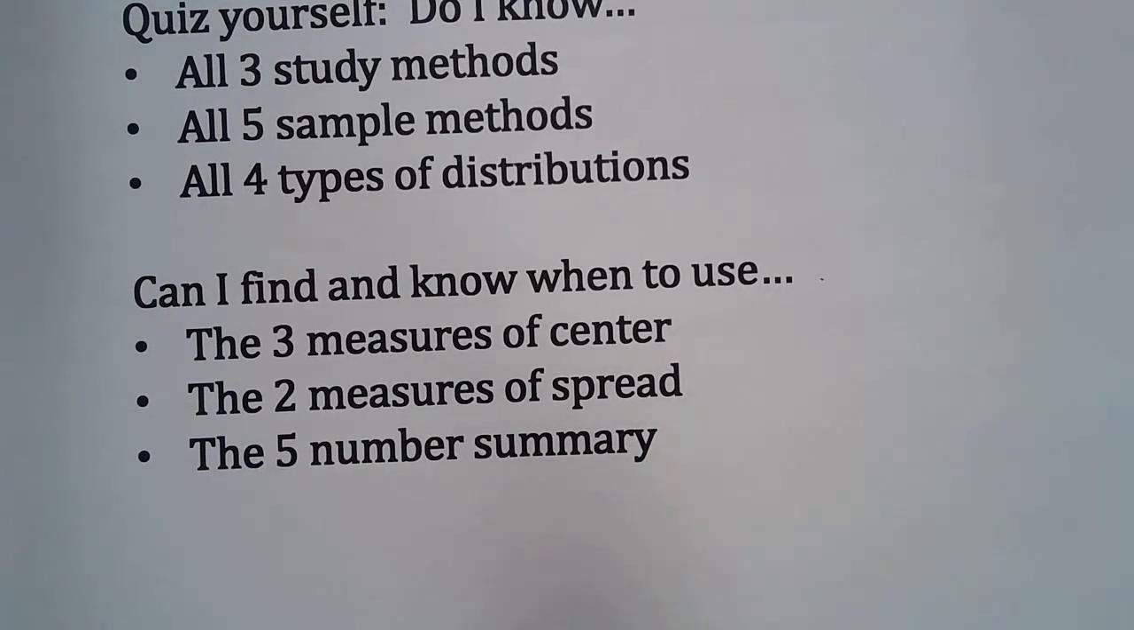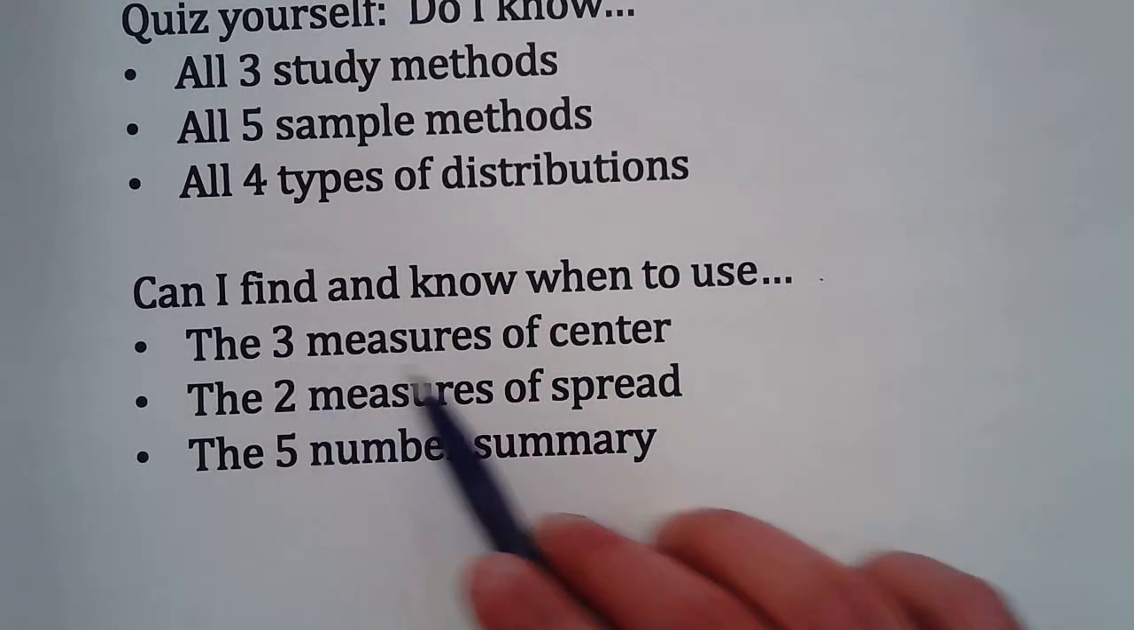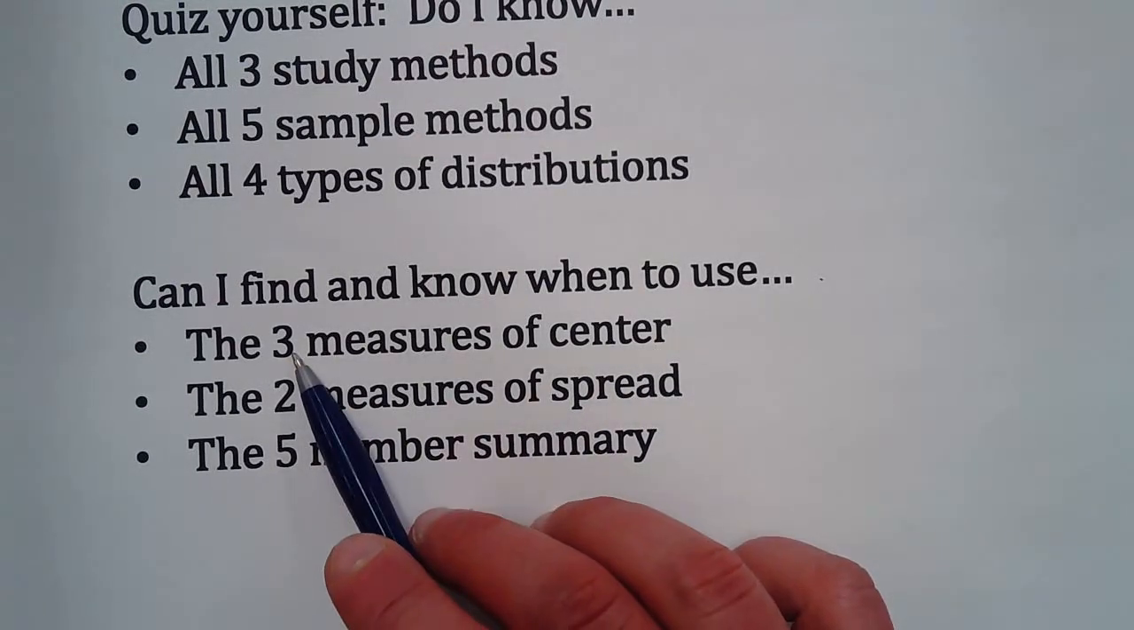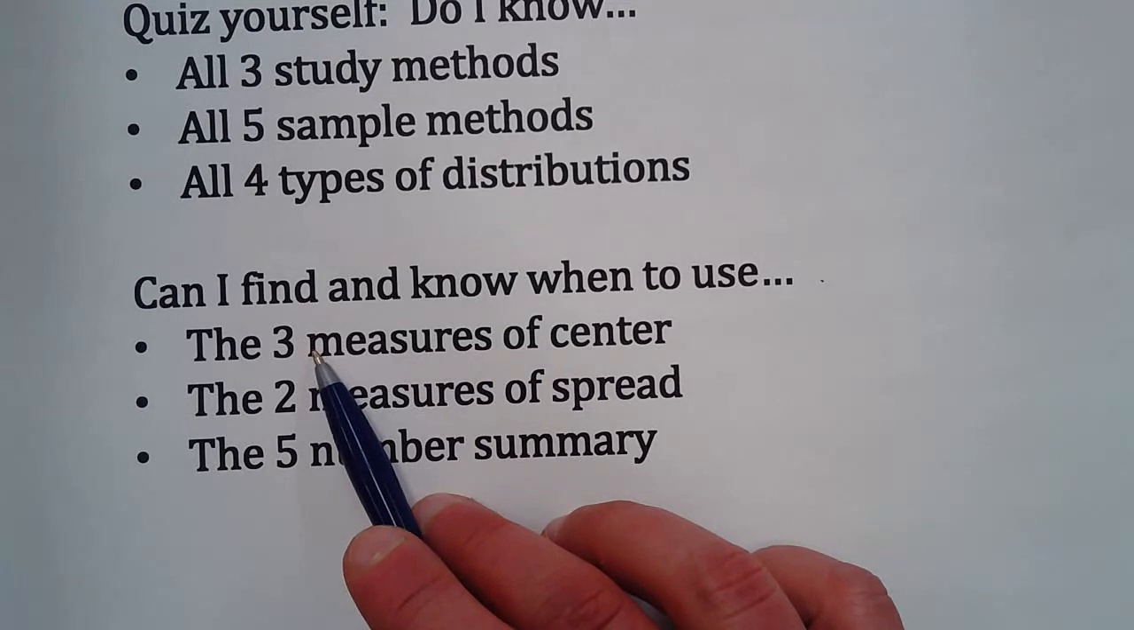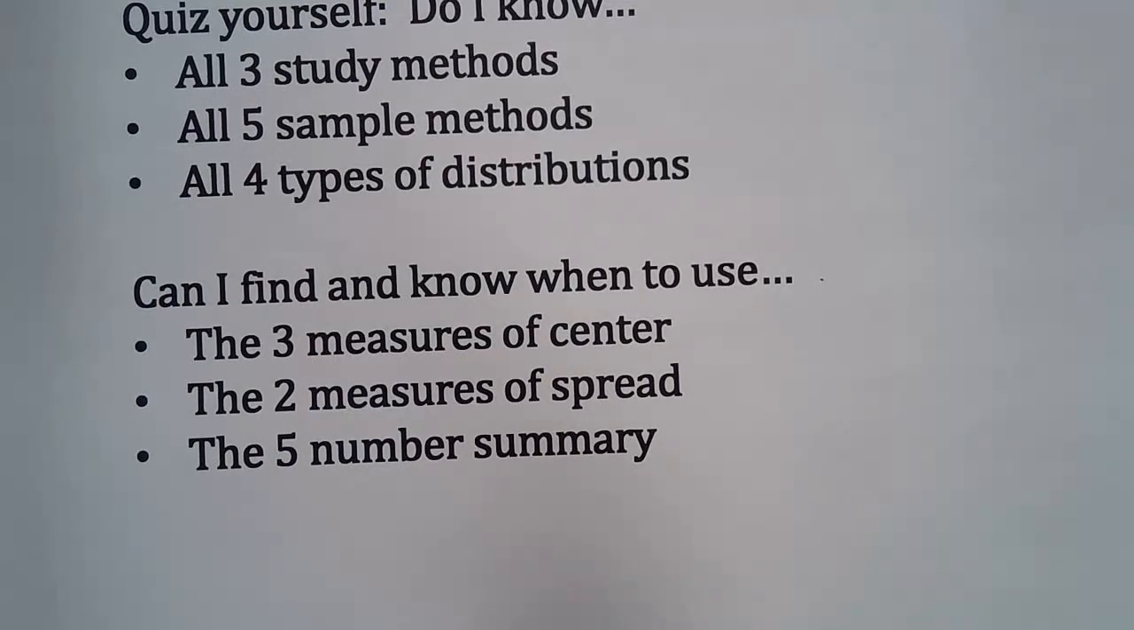And then more recently, we've been talking about things like measures of center. So the three measures are mean, median, and mode. You know how to find all those. And the calculator does most of it, but still got to know what they are.